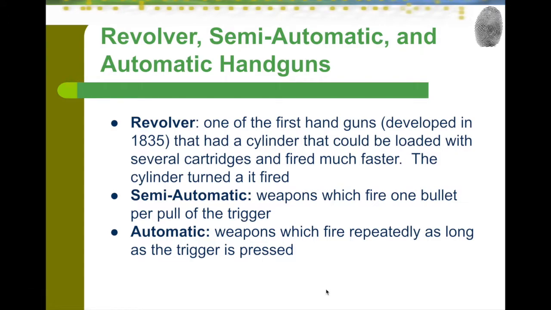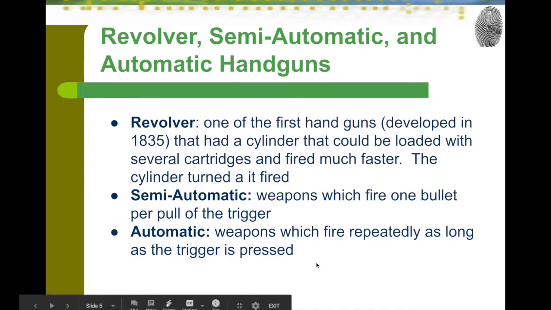Revolvers, semi-automatics, and automatic handguns. Revolvers are one of the first handguns, developed in 1835, that had a cylinder that could be loaded with several cartridges and fired much faster. So the cylinder turned as it fired. You might be able to picture some of those Old West movies with the little cylinder in there. The semi-automatic weapons fire one bullet per pull of the trigger, and then there are automatic weapons, which fire repeatedly as long as the trigger is pressed.